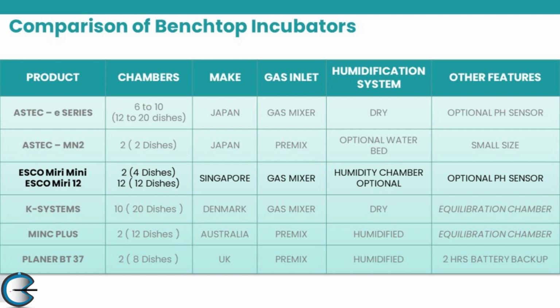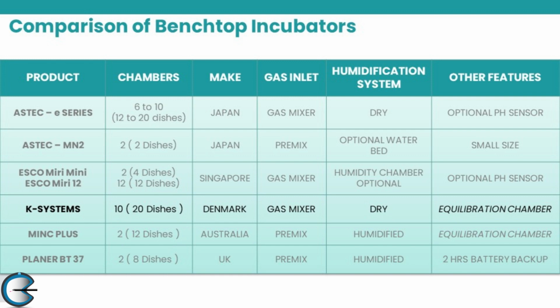It is a premix gas type and it has an optional water bed, making it a humidified incubator. Next is the Esco with 2 series, the Esco Miri Mini as well as the Esco Miri 12. In the mini size, you can culture 2 dishes per chamber, so the total number of dishes would be 4, whereas in the Miri 12 you can culture 1 dish per chamber with 12 chambers, 12 dishes size.